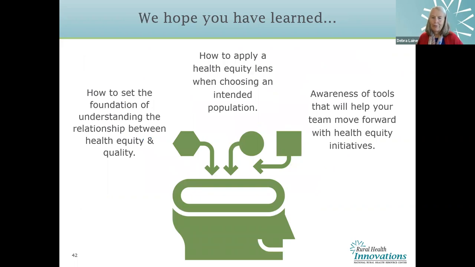We hope that you have learned how to set the foundation of understanding the relationship between health equity and quality, and how to apply a health equity lens when choosing an intended population. And I'm hoping that now you know some tools that will help you and your team move forward with any of your health equity initiatives.